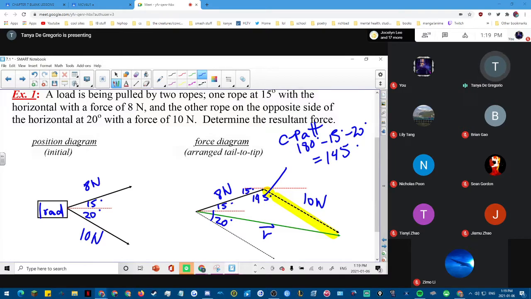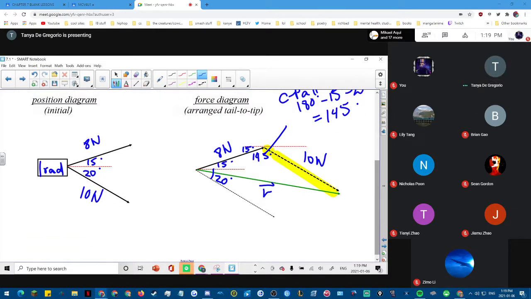Now I think I'm ready. What do you guys think? Do we have enough information now? Yep. We're good? Okay, so what am I going to use? How am I going to solve for R? Cosine law. We have two sides and the contained angle, so we know it's cosine law.